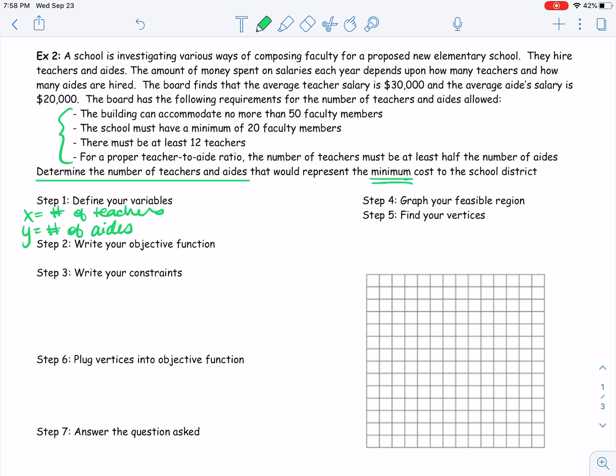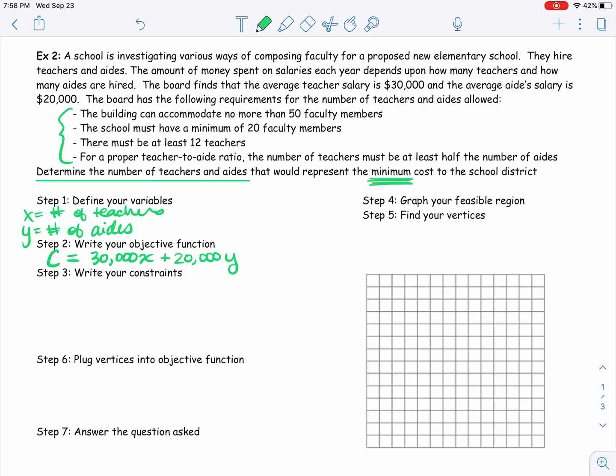What our objective function is, we need to decide what number of teachers and what number of aides will represent the minimum cost to the school district. So that's our question, right? Our answer needs to be how many teachers, how many aides give us the minimum cost. So our objective function is going to be the cost is equal to $30,000 for every teacher, because that's their salary, plus $20,000 for every aide.